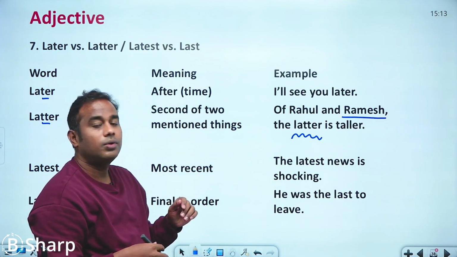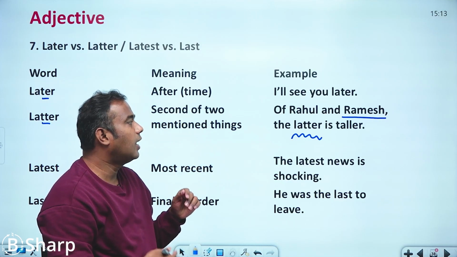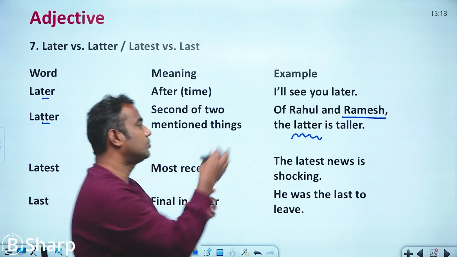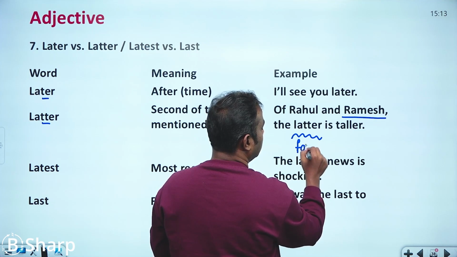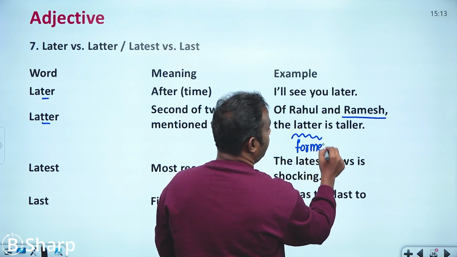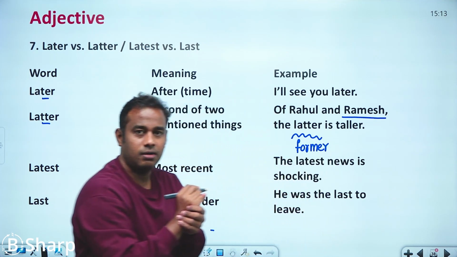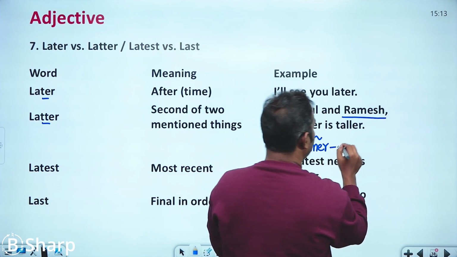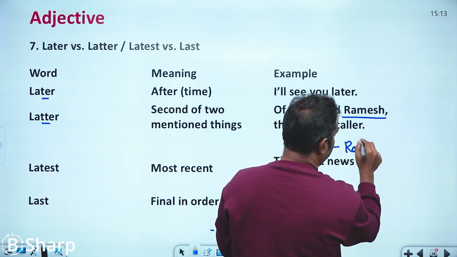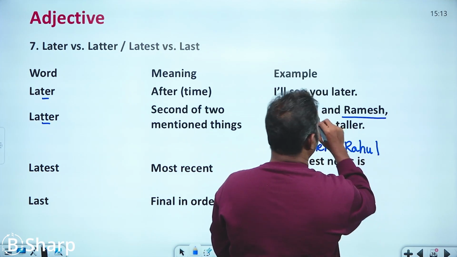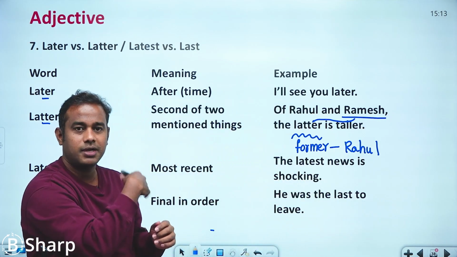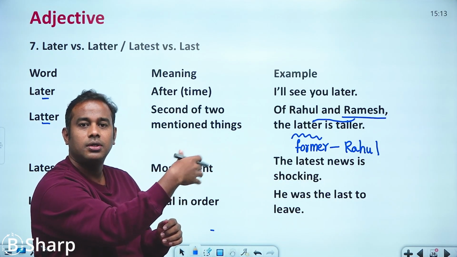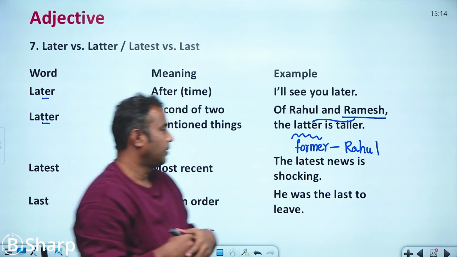And how do you want to convey the previous person, Rahul? Instead of writing it out like this, the former is Rahul. Because of this latter, this becomes the later person, the second person I am talking about. So that person is Rahul. Okay.